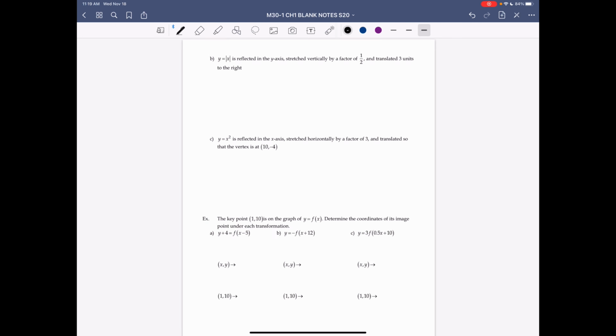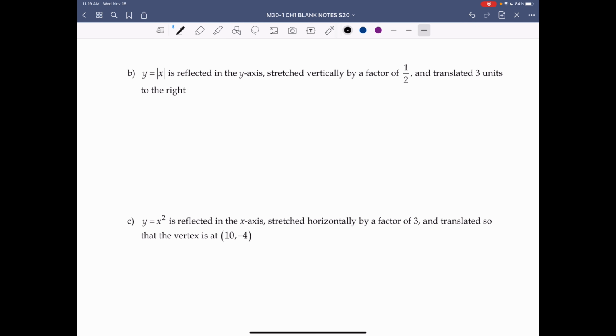B, y equals the absolute value of x is reflected in the y-axis. That means that b is negative. It's stretched vertically by a factor of 1/2. So a equals 1/2, and it's translated 3 units to the right, which means h equals 3. There is no horizontal stretch factor. Since b is negative, b equals negative 1.